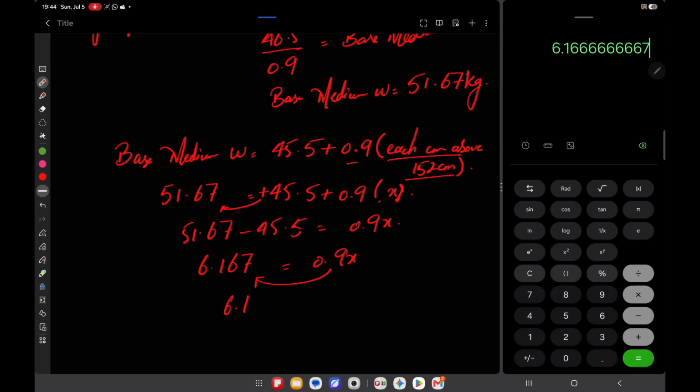We will shift 0.9 to the other side. So 6.167 divided by 0.9 is equal to x. Implies that x is equal to, so we have to divide 6.167 by 0.9, and the answer is 6.85. So this is in centimeters. This many centimeters.